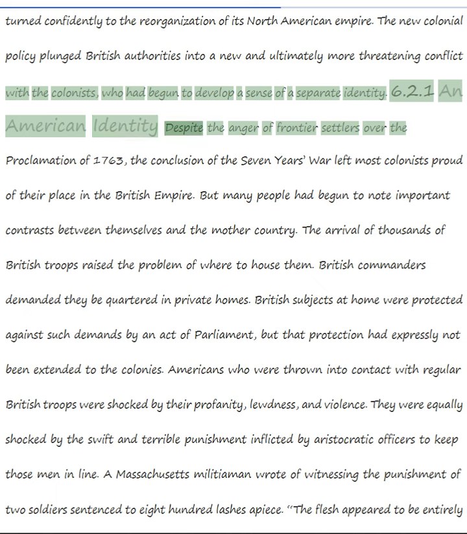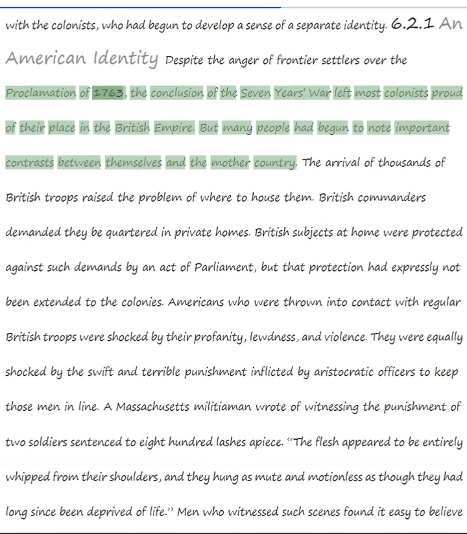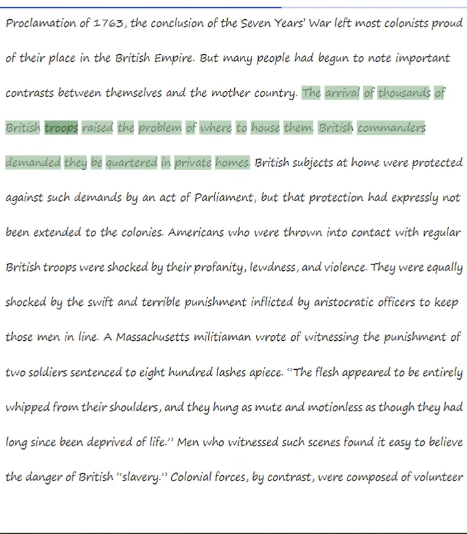6.2.1 An American identity. Despite the anger of frontier settlers over the Proclamation of 1763, the conclusion of the 7 Years' War left most colonists proud of their place in the British Empire. But many people had begun to note important contrasts between themselves and the mother country. The arrival of thousands of British troops raised the problem of where to house them.